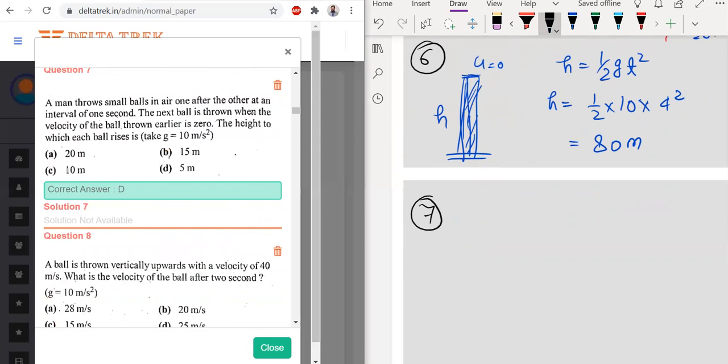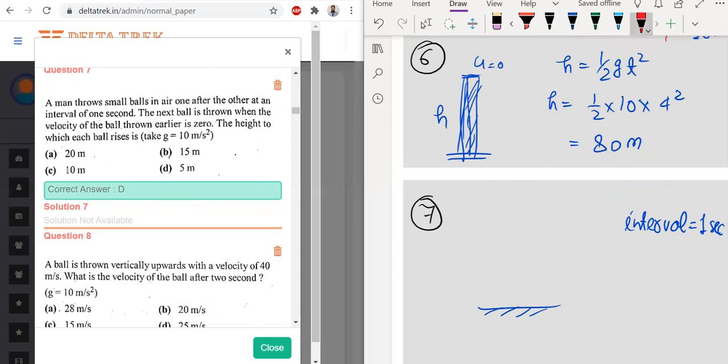Let's read question number 7. The balls are being thrown up in the air with some interval. Interval is how much? 1 second. Interval is 1 second each. But the pattern is the ball is thrown when the velocity of the earlier ball is 0.